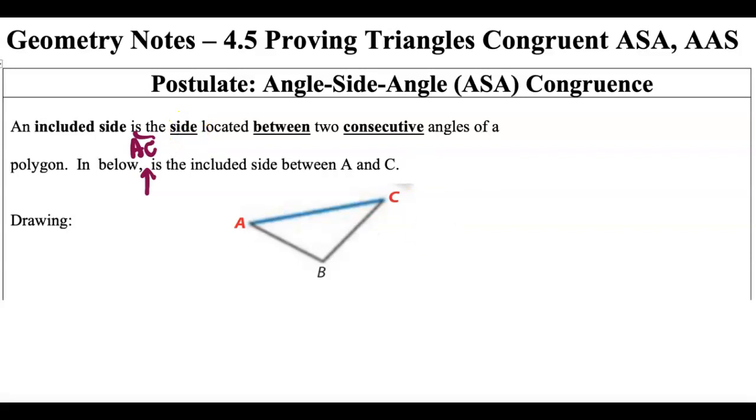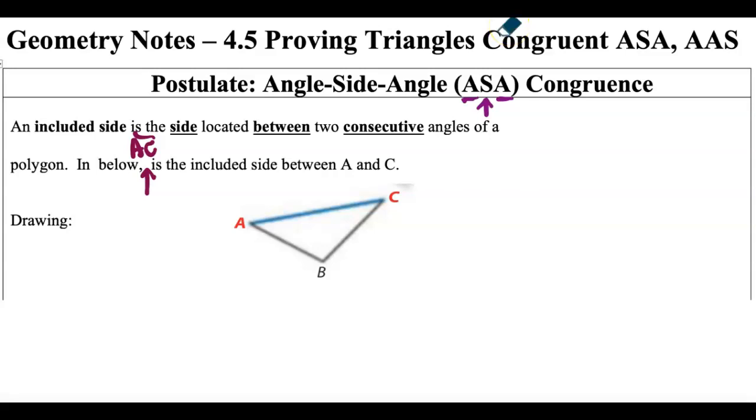Welcome back, everyone. Today is the last of the shortcuts that we are going to be learning to prove triangles are congruent. In today's lesson, we're going to focus on angle, side, angle. One thing I would like to point out, just like we saw in our side angle side, is that the side in this case needs to be between the two angles. It's the included side. So the included side is the side located between two consecutive angles of a polygon.